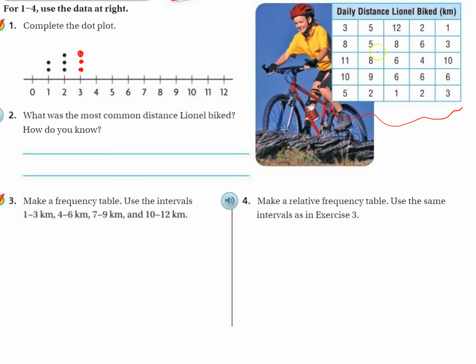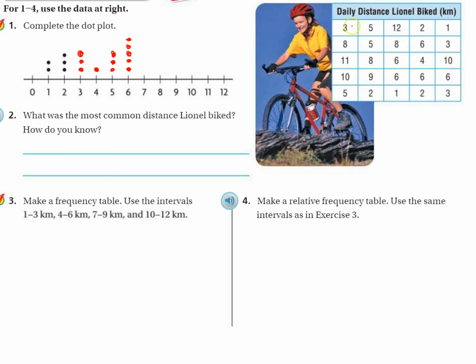Okay, fours. There's a four. One dot above four. Fives. There's a five, there's a five, there's a five. So three dots above five. Okay, six. There's a six, six, six, six, and six. So five sixes showed up. So one, two, three, four, five.